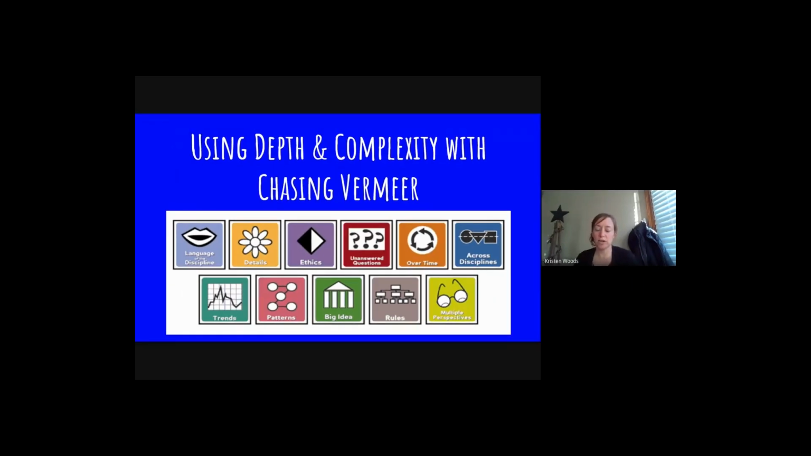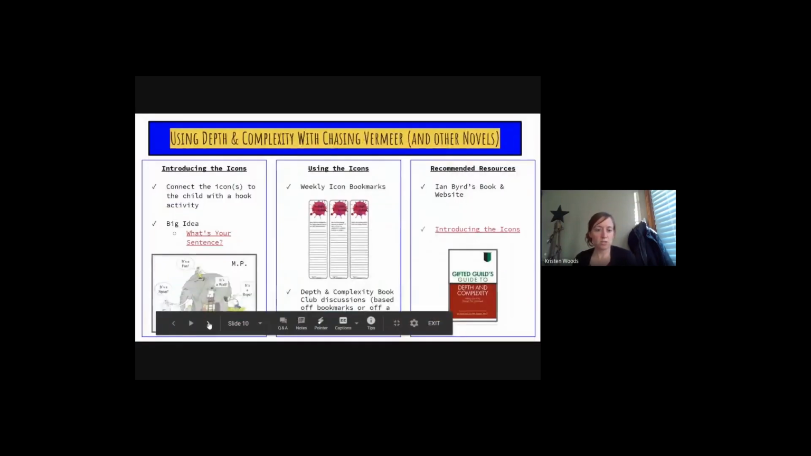The kids do a great job thinking when we present questions or activities using these icons. We're not going to go in depth with these today because this really isn't what the presentation is focusing on, but I do have some resources as we go on if that is of interest to you, or if you've heard about them but you want to dig a little bit deeper. There are some resources that you can explore on your own.